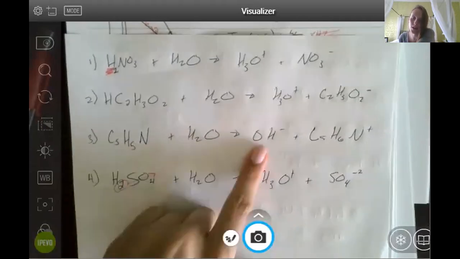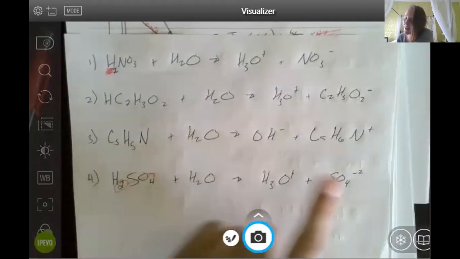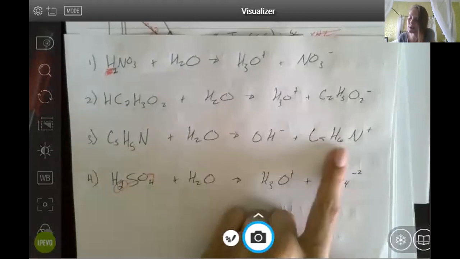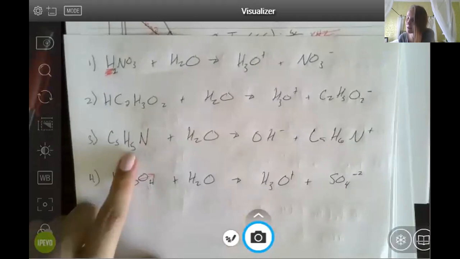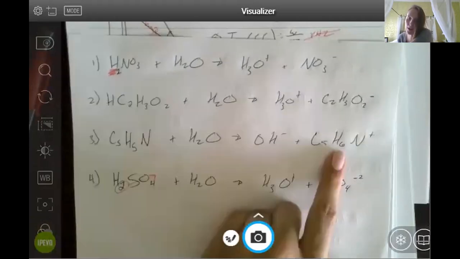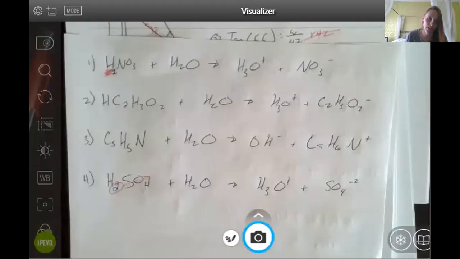Bases always make OH minus or a hydroxide ion. And then the other ion is just going to be our original base, but we add an H to it. So now we're H6 and we add a plus. Okay, so that's how ionization reactions work.